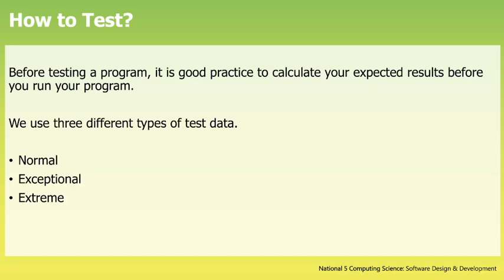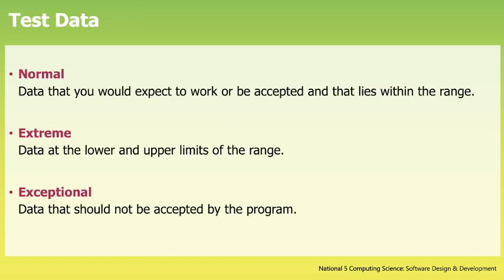So how do we test? Well, before we even consider running our program, we identify different kinds of data that we can use to test our program. So there are three different kinds of data. There's normal, extreme and exceptional. Normal is data that you'd expect your program to accept and you'd expect that it would work. Extreme is data at the ends of what is acceptable. And exceptional is data that your program should not work with.